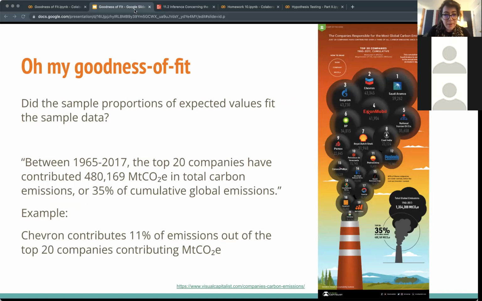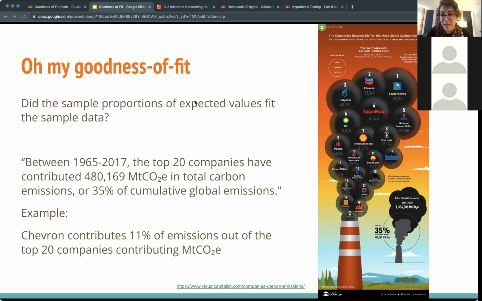thinking about carbon emissions. This is a quote from Visual Capitalist saying, between 1965 to 2017, the top 20 companies have contributed 4,800,000 total carbon emission, or 35% of cumulative global emissions. So even just seeing that the top 20 companies are producing 35% of cumulative global emissions.